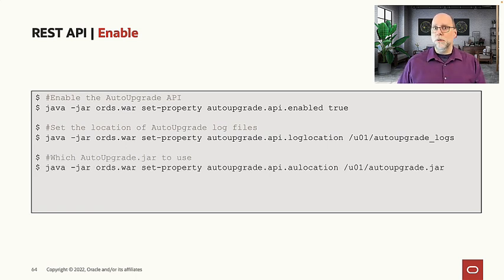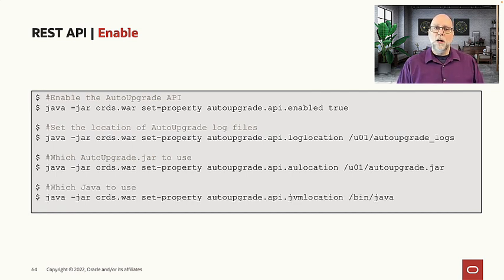It could be in your Oracle home, sure, but you could have a newer, more updated one in a central location. Maybe you want to use that same AutoUpgrade for multiple different Oracle homes, for example. And then finally, you have to tell us where ORDS should invoke Java from in order to invoke AutoUpgrade. Because remember, AutoUpgrade's jar file is run using Java, and you might even have different versions of Java on your system for different purposes. So that's all the config you need for AutoUpgrade.